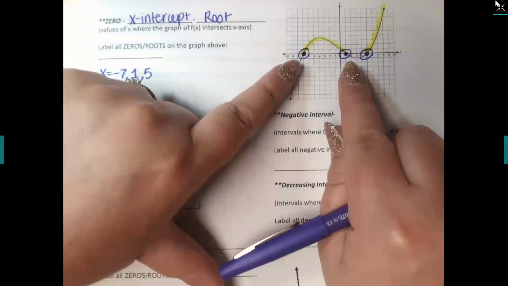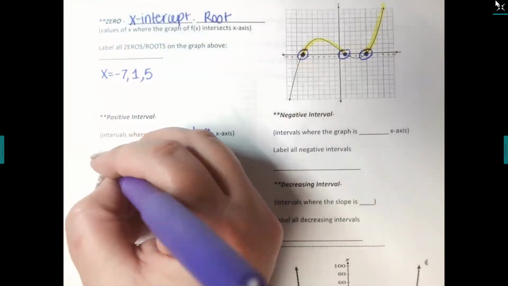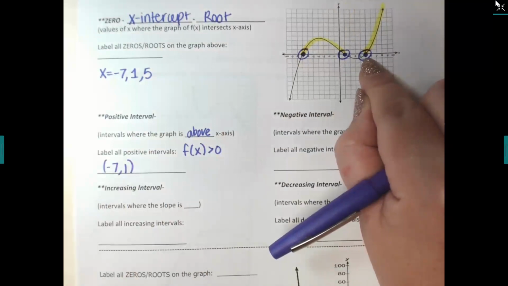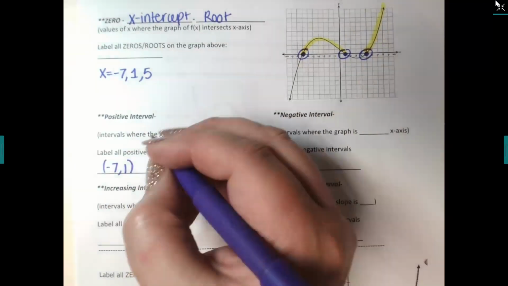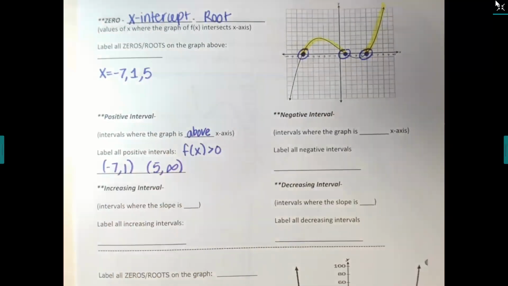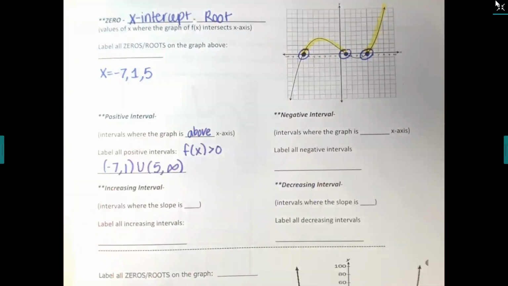Then I just need to list those in intervals. So I would say all of the numbers between -7 and 1. And then I have another chunk here. This is from 5 all the way until the end of the graph, so I would put 5 until infinity. Remember, whenever you're trying to unite multiple sections of the number line, you're going to use a little U, or union.